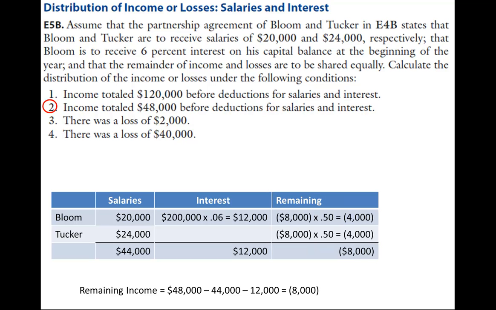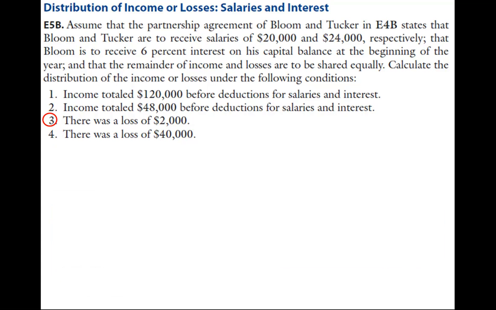So it is also shared equally, only now since it is a loss, it will be subtracted out. So Bloom then will get $20,000 plus the $12,000 minus the $4,000. So he will receive $28,000 of the net income, whereas Tucker will receive $20,000 as a result of his salary minus the shared $4,000 loss.